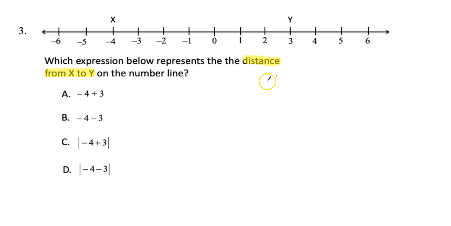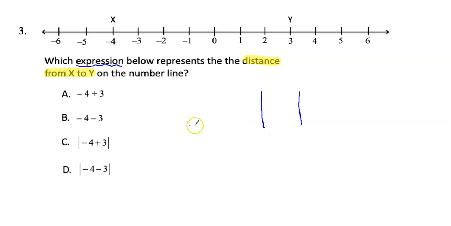Now, whenever I see the word distance, I know a couple things. First of all, my answer will always be positive because we always measure distance in positive units. And another thing I know is that the symbols for distance in mathematics look like this. These symbols indicate distance or absolute value. So I know that my expression has to contain these symbols.